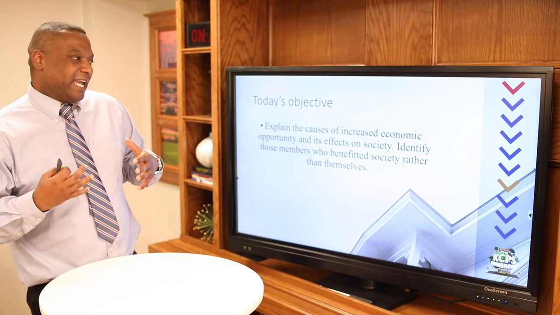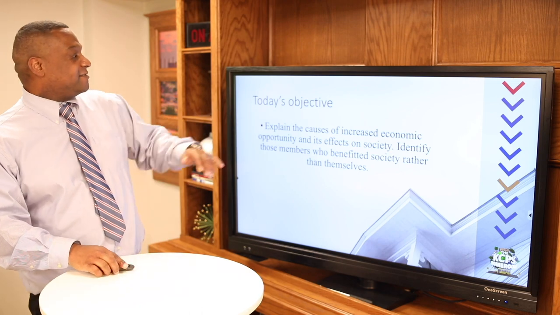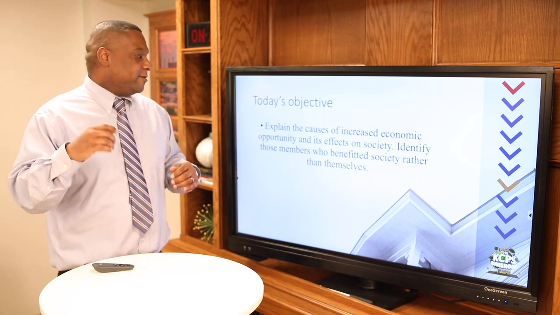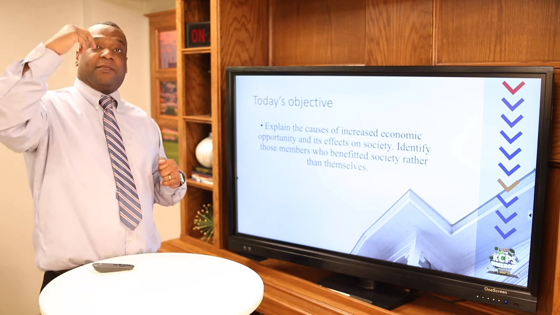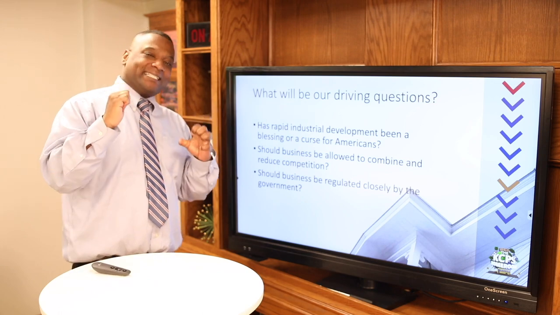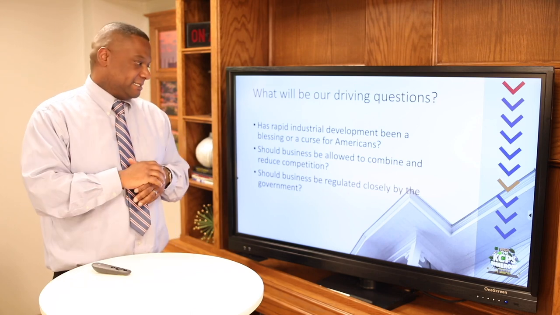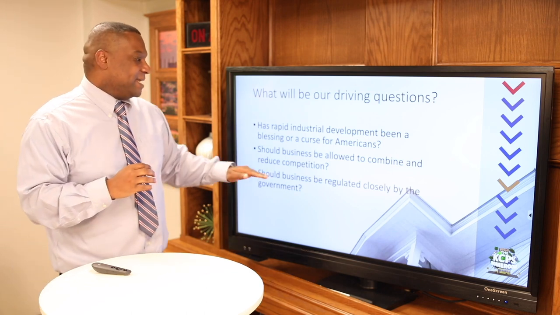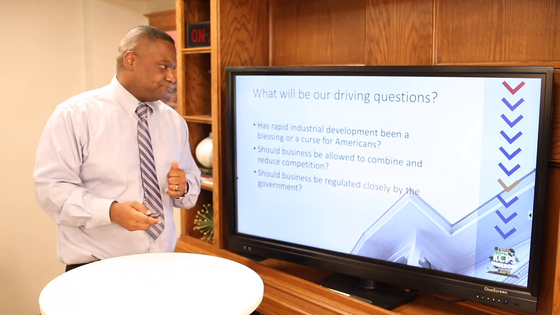So when we talk about the Gilded Age, basically we're going to talk about economics and economic opportunities for people. Our objective today, we're going to explain the causes of increased economic opportunity and its effects on society. And we're going to be able to identify members who benefit from the society. Our driving questions today: has rapid industrial development been a blessing or a curse for Americans? Should business be allowed to combine or reduce the competition? And should business be regulated closely by the government? We're going to be able to answer those questions today as we go through this lesson.